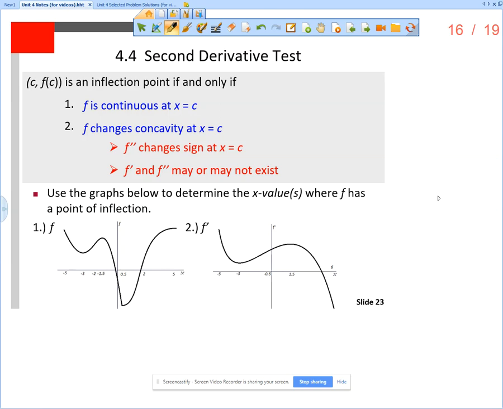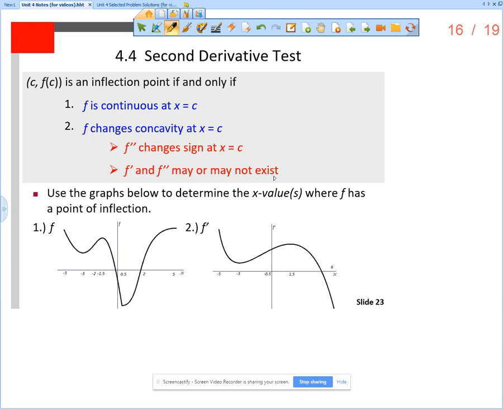It says (c, f(c)) is an inflection point if and only if f is continuous at x equals c and f changes concavity at x equals c. All right, so what does it mean to change concavity? Well, if f double prime changes sign. Now, it's important to note that f prime and f double prime may or may not exist.